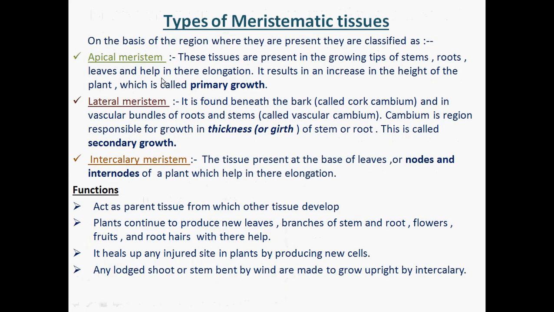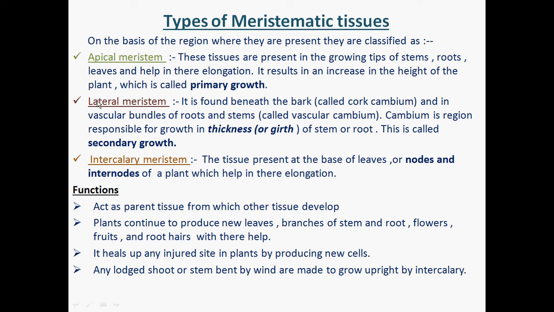Now students, as I categorize the meristematic tissue into apical, lateral, and intercalary, they are categorized on the basis of the region where they are present. So the apical meristematic tissue is present in the growing tip of stems, roots, or leaves. From the term we can understand that apical means apex, that means the tip of the roots or stems or leaves. And this apical meristematic tissue works in their elongation, and it results in the increase of the height of the plant. Such an increase in growth is known as the primary growth.